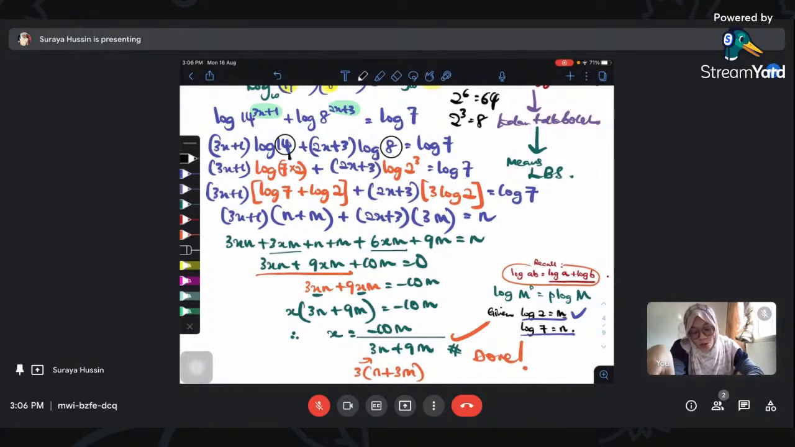Sini you tahu, 7 darab 2. And then you gotta use log. Ini macam bijak sedikit lah untuk memikirkan sesuatu yang mengikut kehendak soalan. Sebab 7 times 2 adalah daripada soalan. Log 7 is daripada soalan. Log 2 juga dari soalan.